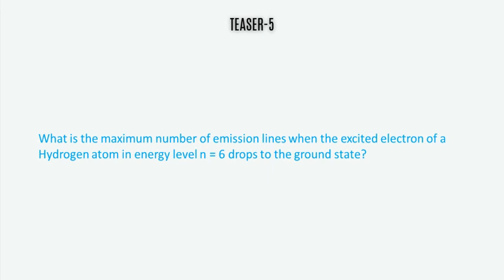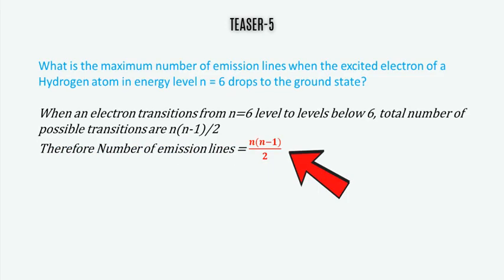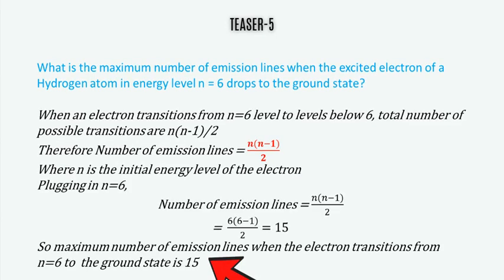Teaser 5. What is the maximum number of emission lines when the excited electron of a hydrogen atom in energy level n = 6 drops to the ground state? When an electron transitions from n = 6 level to levels below 6, total number of possible transitions are given by n(n − 1)/2. Therefore, number of emission lines equals n(n − 1)/2, where n is the initial energy level of the electron. Plugging in n = 6, you will get number of emission lines equal to 6 × (6 − 1)/2 = 15. So maximum number of emission lines when the electron transitions from n = 6 to ground state is 15.